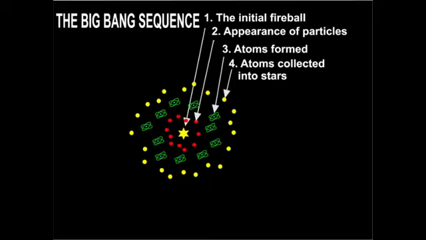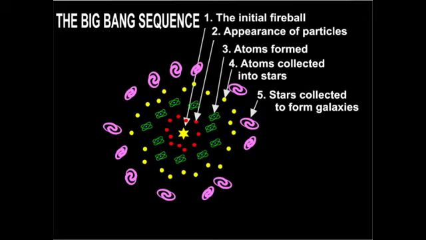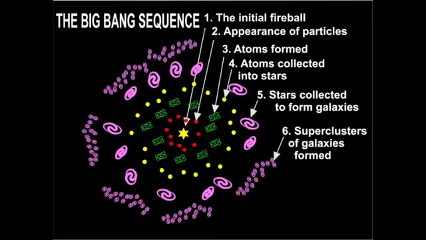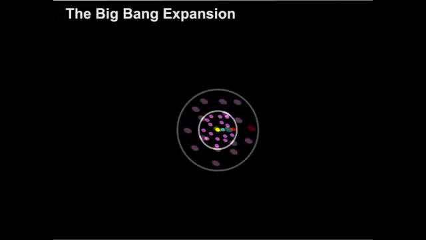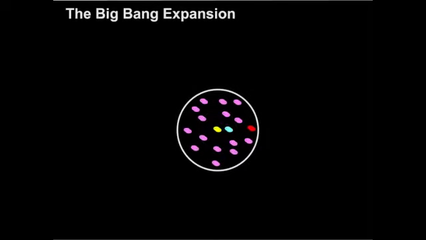These formed into stars, and they collected to form massive groups of stars called galaxies. These galaxies then collected together to form superclusters of galaxies. As the universe continued to expand, the galaxies moved further away from each other. And the further away they were from our galaxy, the faster they were moving.